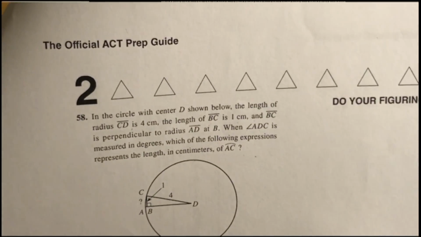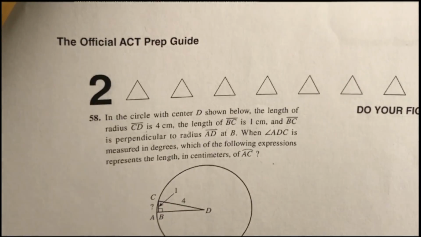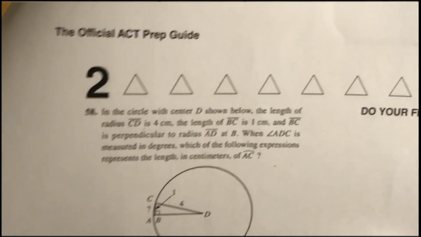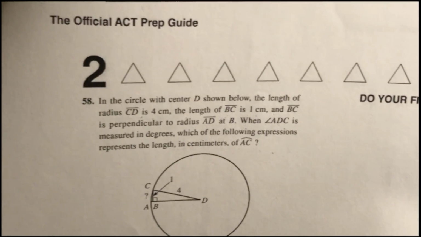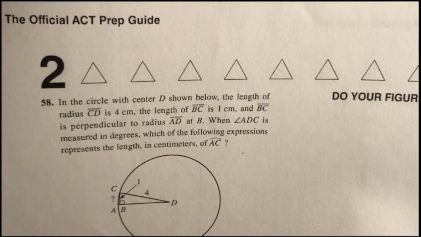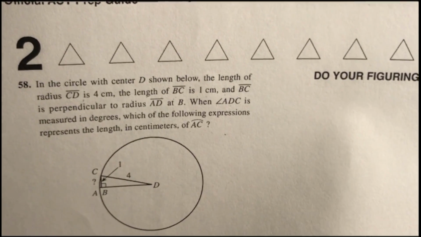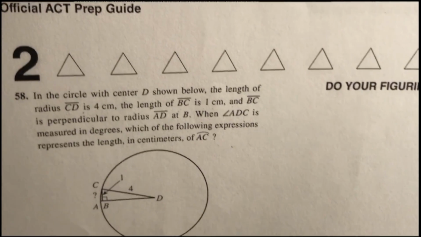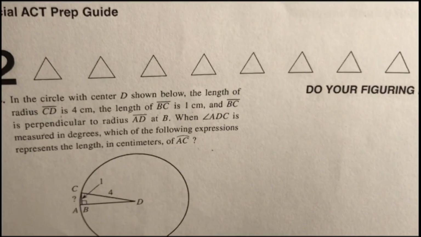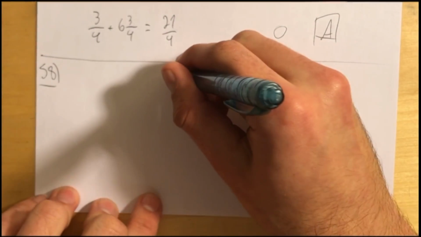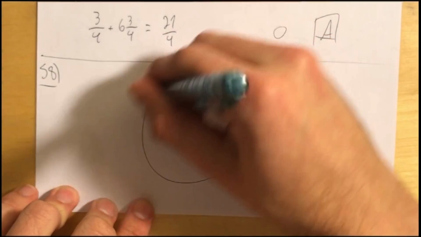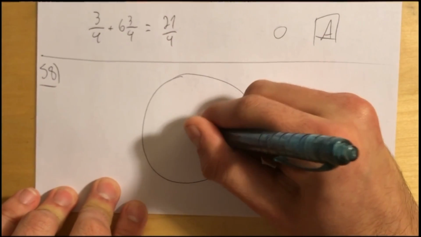Problem 58. In the circle with center D shown below, the length of the radius CD is 4, the length of BC is 1, and BC is perpendicular to radius AD at B. When the angle ADC is measured in degrees, which of the following expressions represents the length in centimeters of the arc AC? Alright, so let's do a sketch where this is D.